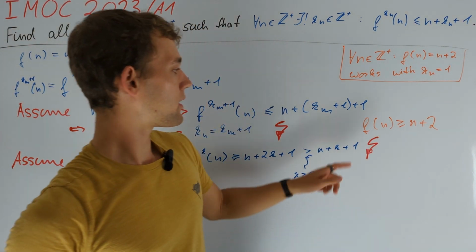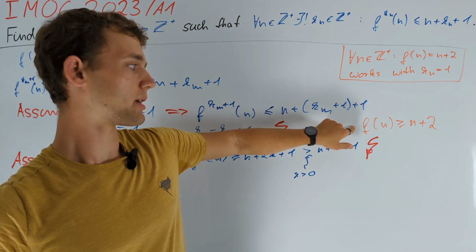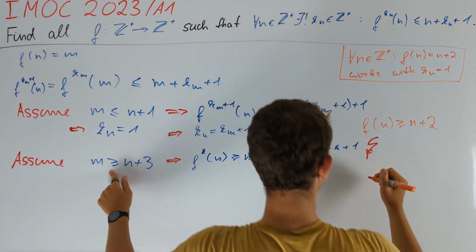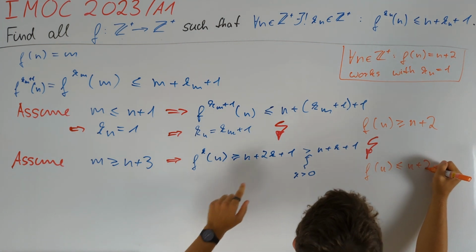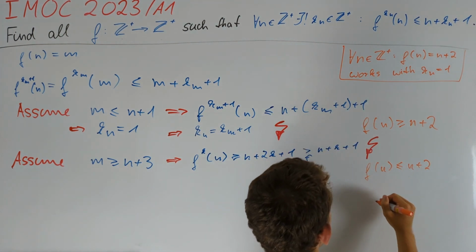In total, we found out that f of n is greater than or equal to n plus 2. Now also f of n is less than or equal to n plus 2, and therefore this is indeed the only solution, and we are done.